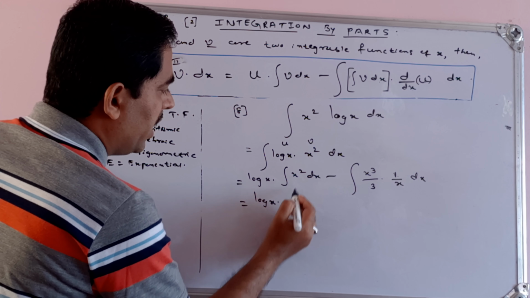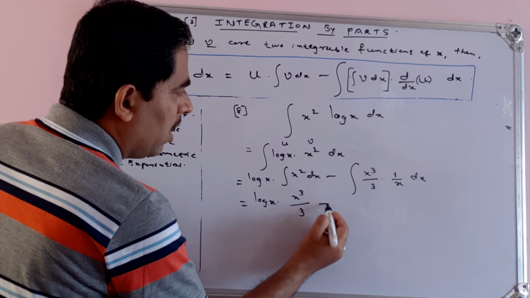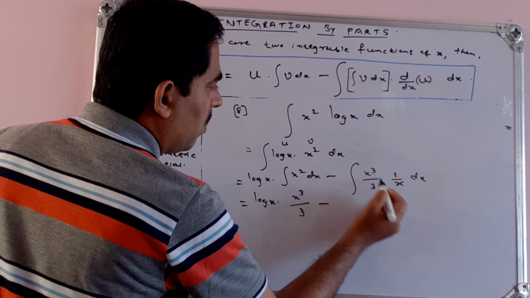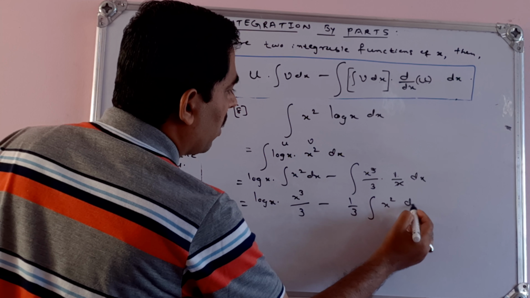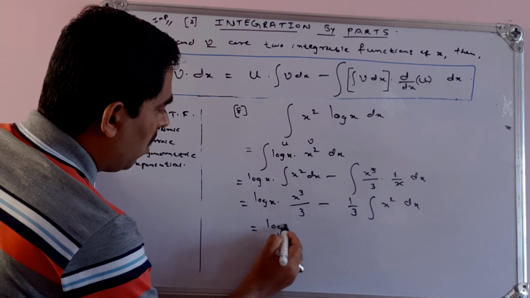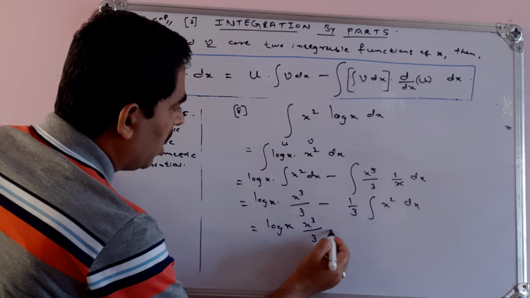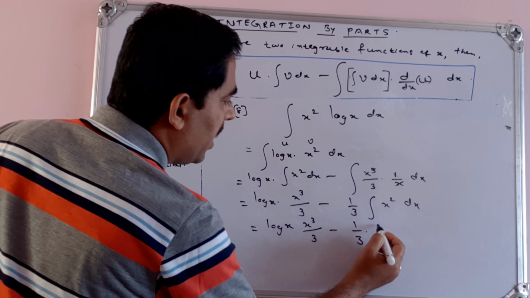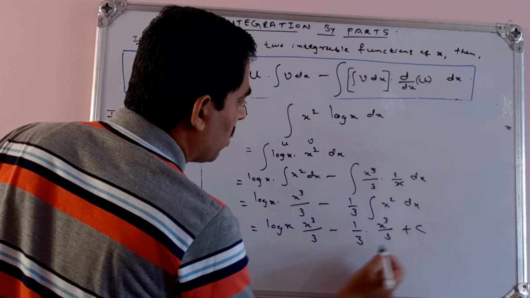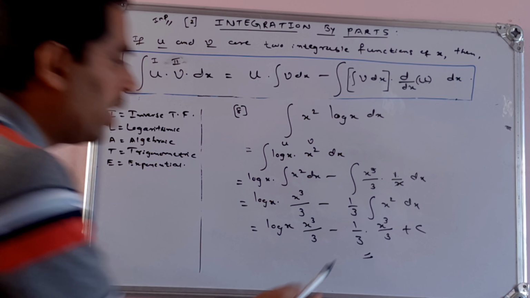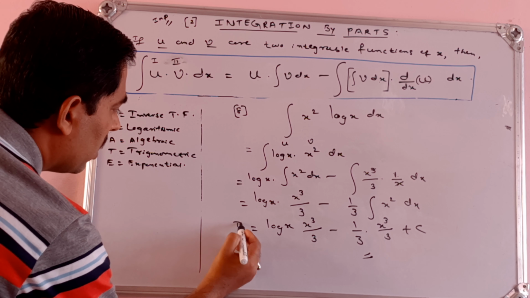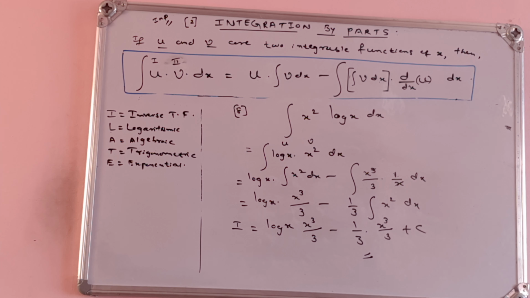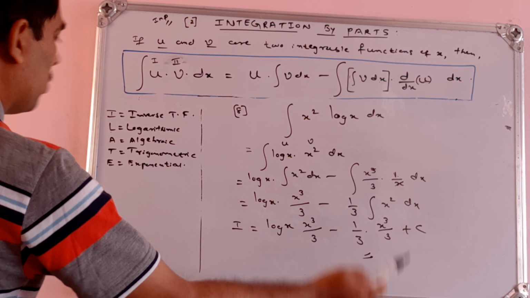Then log x into, see, integration of x square is x cube divided by 3 minus, see here, x cube, so 1 x gets cancelled, you take this 3 outside, 1 by 3, integration of x square is left over here. Then log x into x cube by 3 minus 1 by 3, you write it as it is. Integration of x square is x cube by 3 plus constant of integration. So integration of x square is x cube by 3 using the power rule. So this is the required integral. Otherwise, you can multiply this in the next step. Okay, you can stop at this step also.